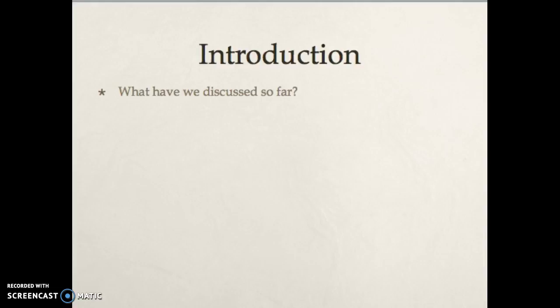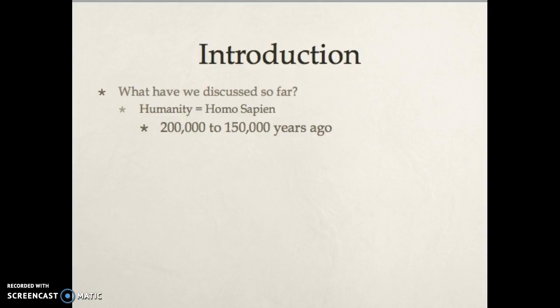What have we discussed so far? We have discussed how modern humanity is linked to the evolution of Homo sapiens, an event that occurred somewhere between 200,000 and 150,000 years ago. We have discussed how Homo sapiens first evolved in Africa, and how they didn't stay there for long. Instead, about 70,000 years ago, Homo sapiens began to migrate out of Africa and onto other continents around the globe.